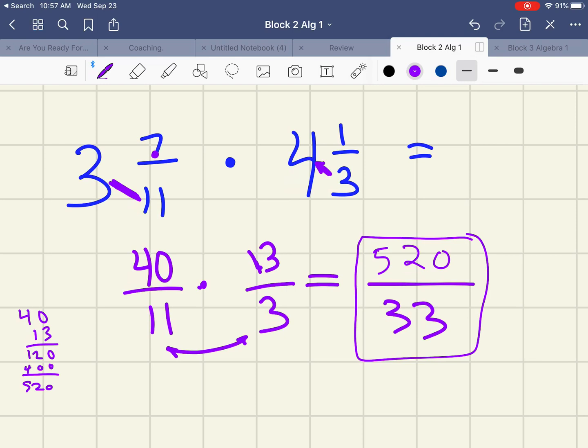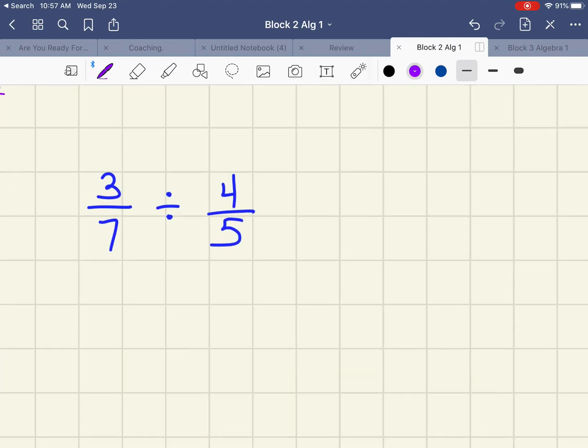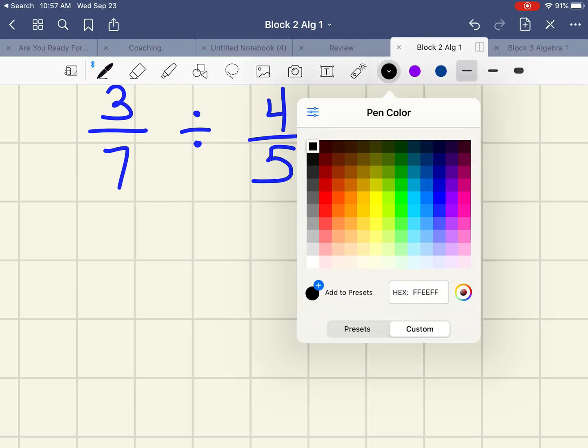It might seem like a terrible number, but guess what? We're done. That's the answer to that problem. And that covers a lot of the multiplication problems that you're going to run into with fractions. So let's visit a division problem.